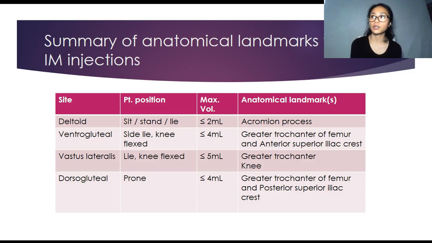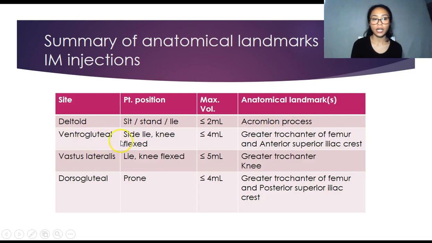Here's the summary table that I talked about at the beginning. This is what we're finishing with: the summary of anatomical landmarks for IM injections: deltoid, ventrogluteal, vastus lateralis, the patient position they should be in in order to relax that muscle, the maximum volume that muscle can take without causing more pain, and the anatomical landmarks that we are looking for. So deltoid, where the patient can sit, stand, or lie, can take anywhere equal to or less than 2 milliliters, and we're feeling for the acromion process.